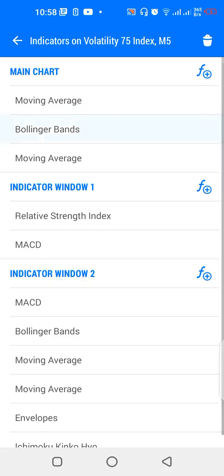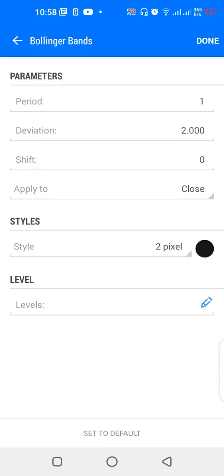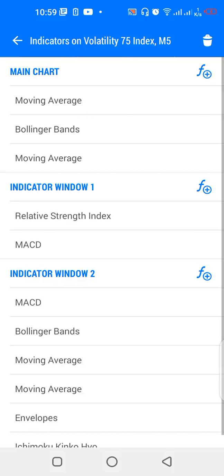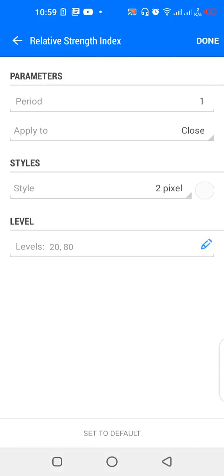Then I have Bollinger Bands, period 1, deviation 2.0, shift 0, apply to close, and the color is black. Then I have a 240 period moving average, shift is 0, method is simple, apply to close, color is black. Then for indicator window 1, I have relative strength index, the period is 1, apply to close.